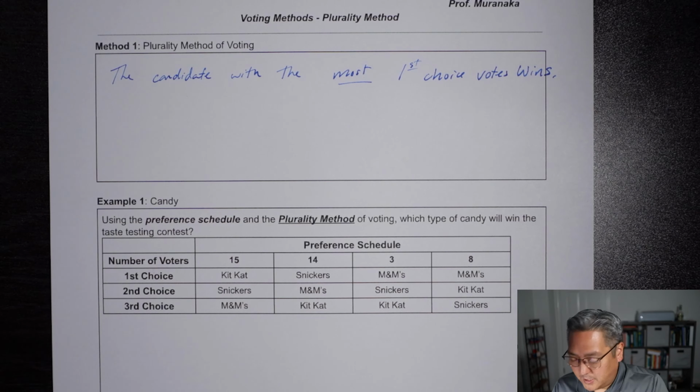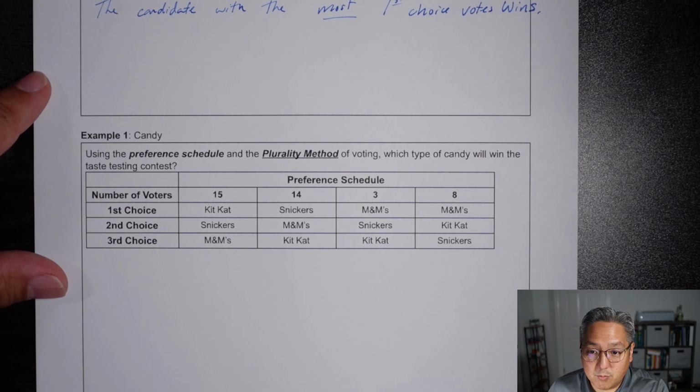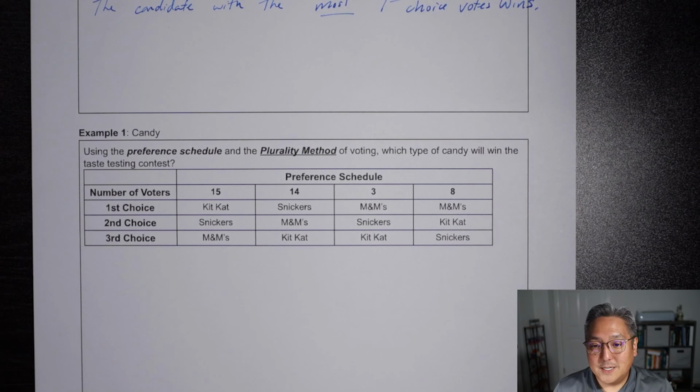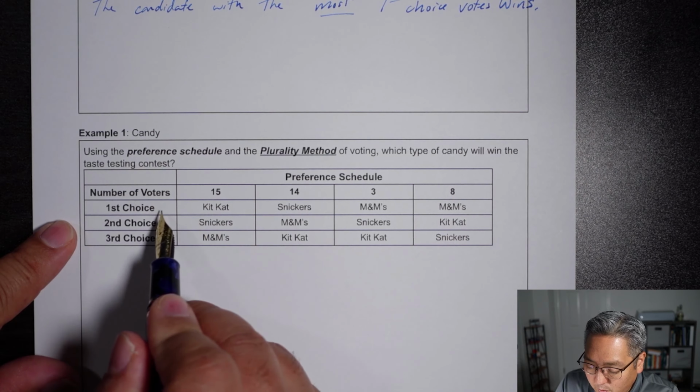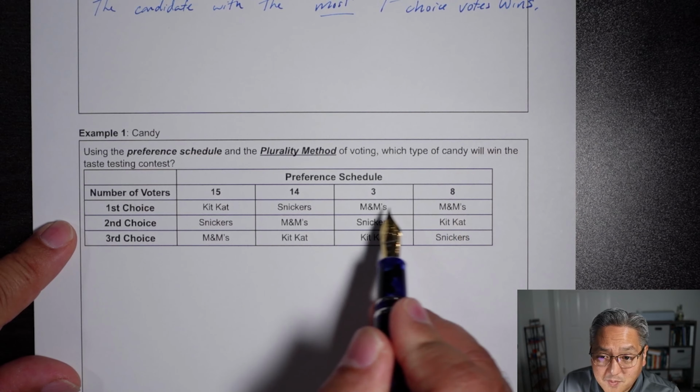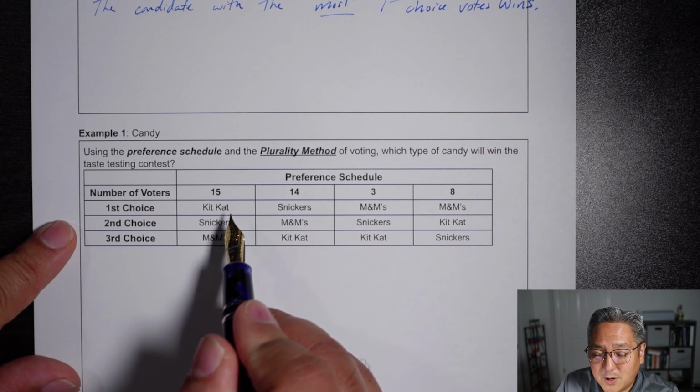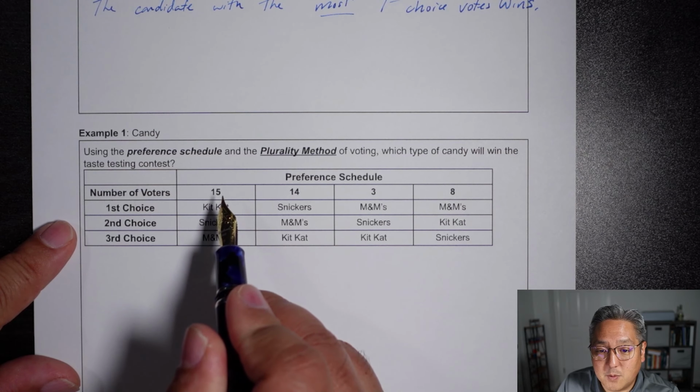So let's take the candy example that we had from before. Here's our preference table, or preference schedule. It's telling us how many people voted in each of those particular ways. The nice thing about the preference table is that, look, here's where first choice votes live. Everything in here is what people voted first, and also how many people voted first.